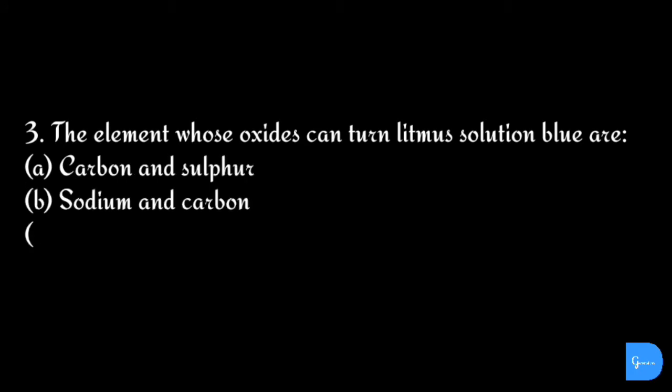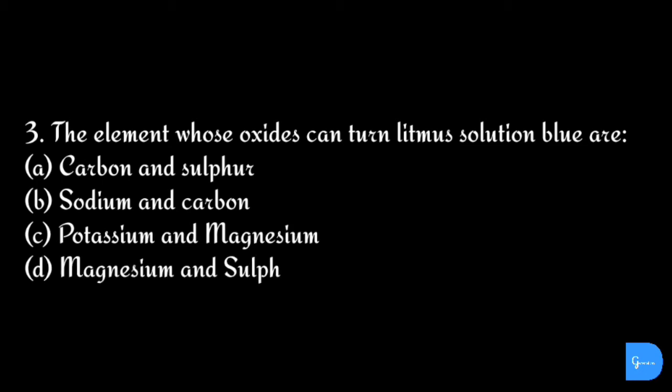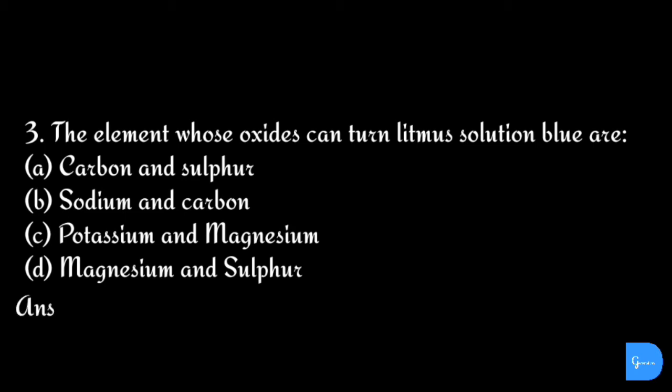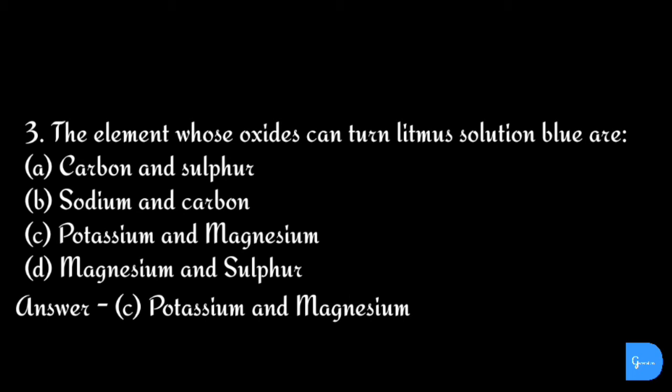Carbon. Question number 3. The elements whose oxides can turn litmus solution blue are option A. Carbon and sulfur, B. Sodium and carbon, C. Potassium and magnesium, D. Magnesium and sulfur. The correct answer is option C. Potassium and magnesium.